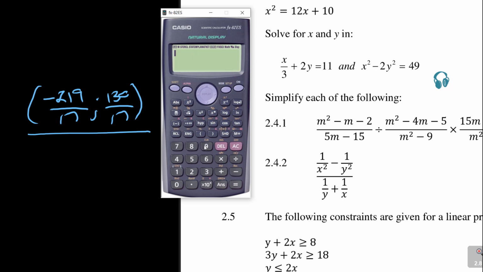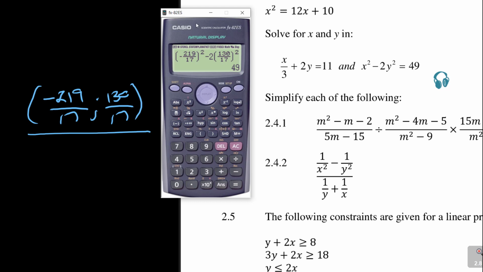If this one is fine, I will assume everything is fine, but I will encourage you to test both. It's x squared, so it's negative 219 over 17, that is squared, minus 2y, and y is 130 over 17, and then squared. It must give me what? 49. There it is, 49. So it works, and that's it.